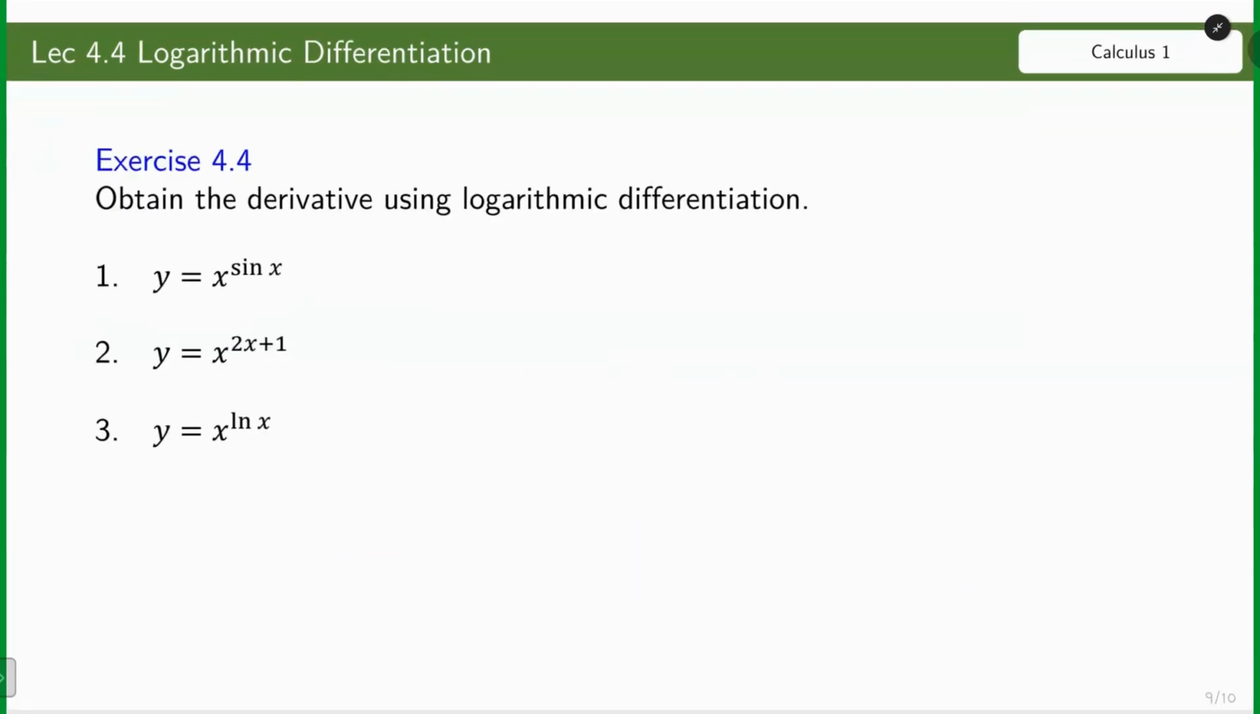You have now reached the end of the discussion. You are highly encouraged to answer the following exercise.